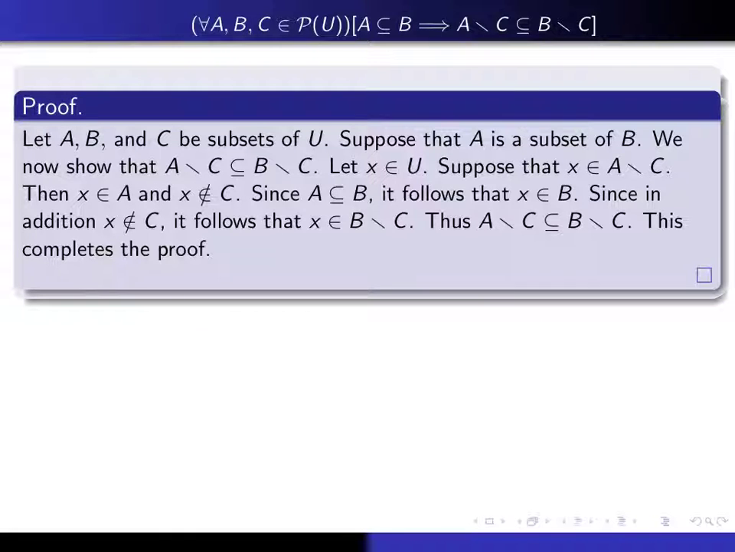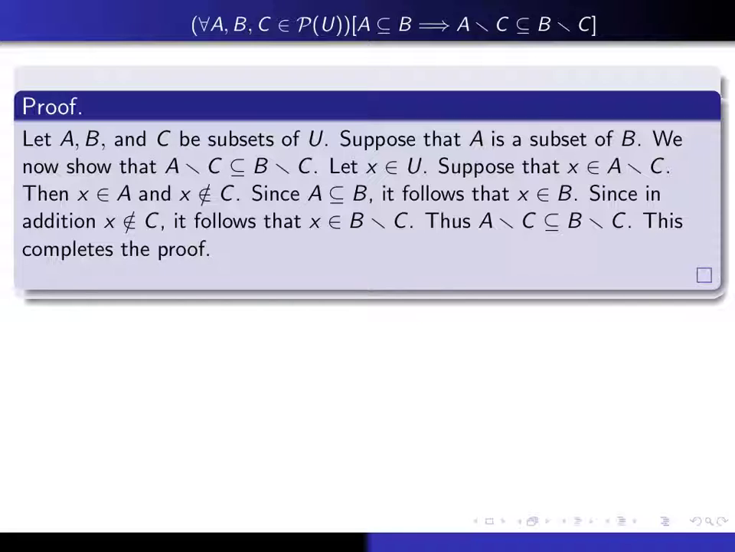So here's my proof. Reading from left to right, I say, let A, B, and C be subsets of U. Suppose A is a subset of B. And then next I write, just to warn the reader, we now show that A minus C is a subset of B minus C. So how do I do that? I take an x in here. So let x be in the universe. Suppose x is in A minus C.